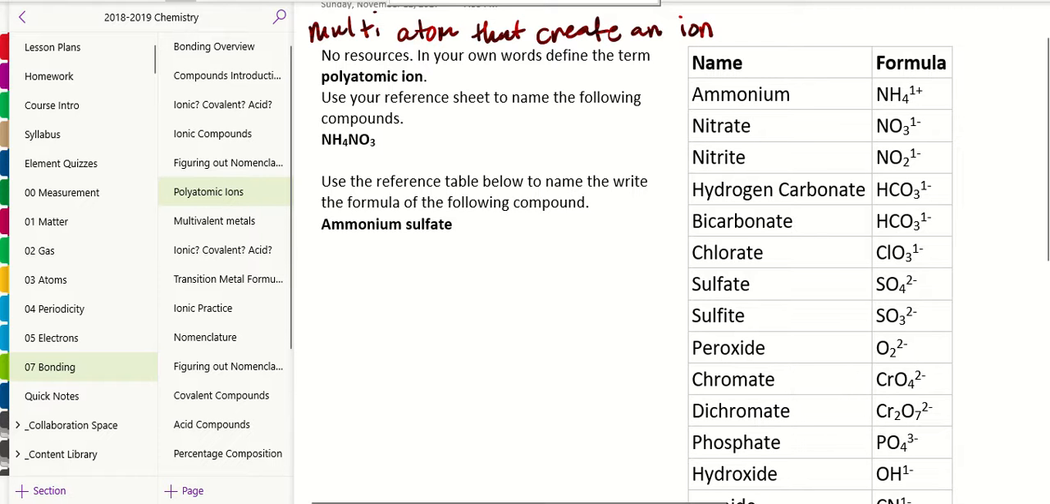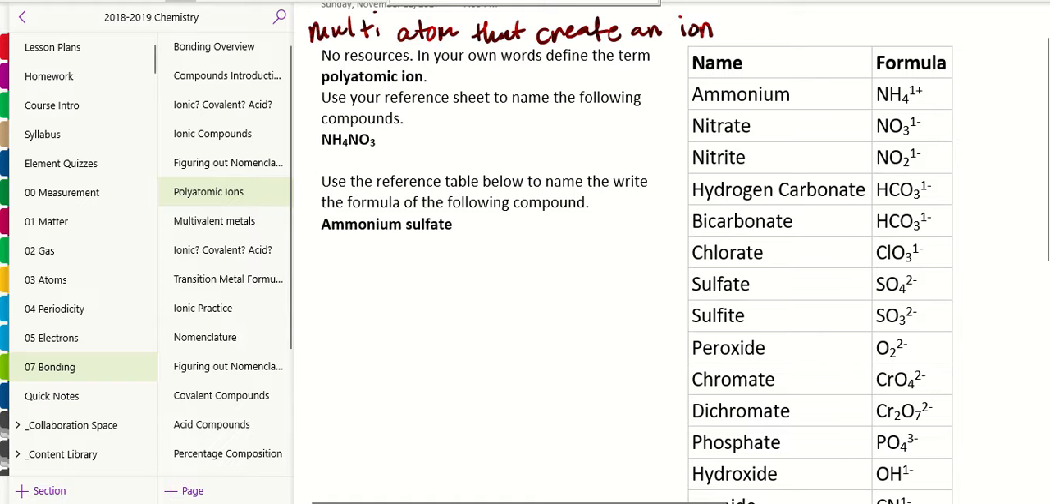Let's take a look at ammonium. How many nitrogens do you have? 1. How many hydrogens do you have? 4. Altogether, when you put NH4 together, what is the charge? +1. So, ammonium is a cation or anion? Cation, positive charge. Take a look at NO3.